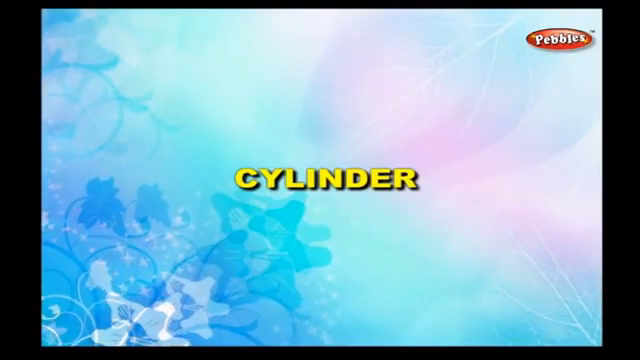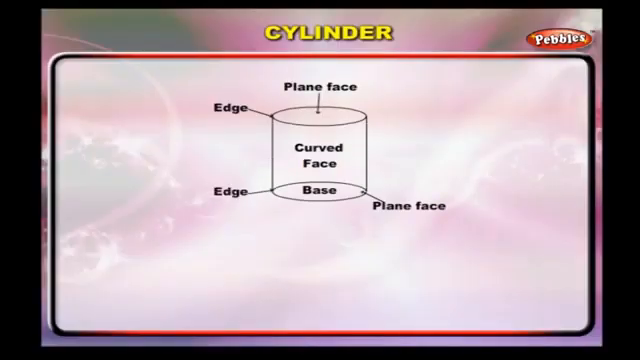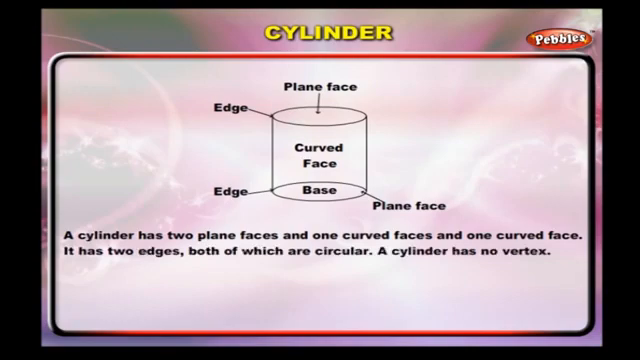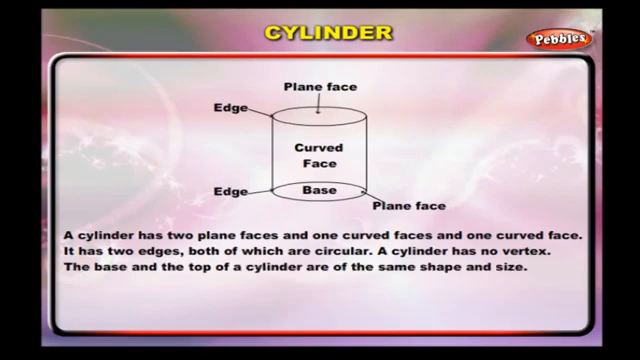Cylinder. A cylinder has 2 plane faces and 1 curved face. It has 2 edges, both of which are circular. A cylinder has no vertex. The base and the top of a cylinder are of the same shape and size. Examples of a cylinder are gas cylinder, etc.